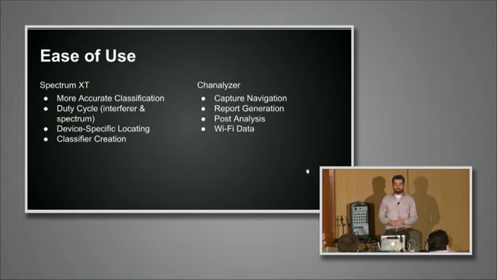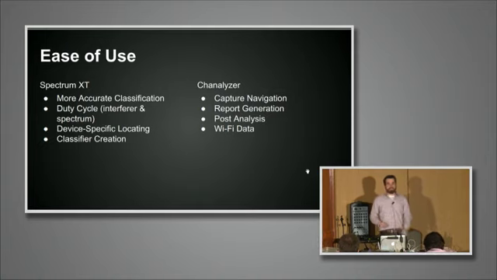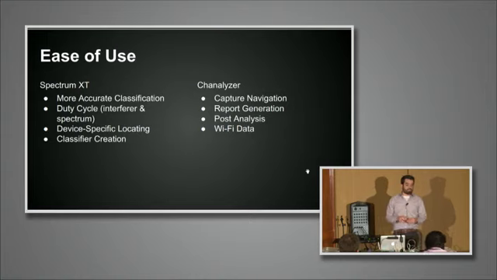The ease of use for report generation on both of them is pretty good. The Spectrum XT is just going to create one for you of everything it saw, whereas the Channelizer one is actually quite nice, where you can just take this, put it here, take this, put it here, and highlight really good instances of interference or things that you encountered at a different time.